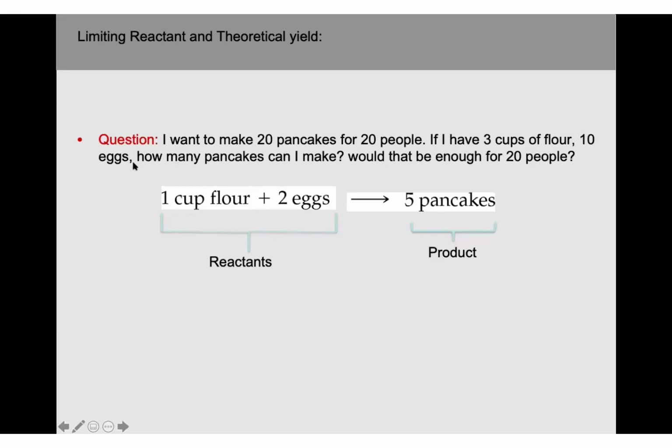So let's explain it with something like we do in the kitchen, like making pancakes. For example, I want to make 20 pancakes for 20 people, so I need 1 pancake for each person. When I go to my fridge, I have 3 cups of flour and 10 eggs, and I want to see, can I make 20 pancakes for these people, or should I buy more flour or eggs?